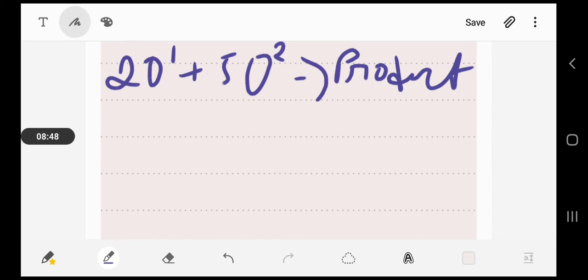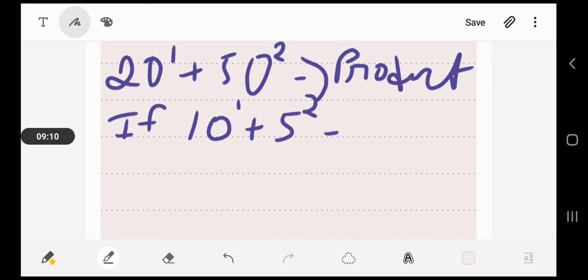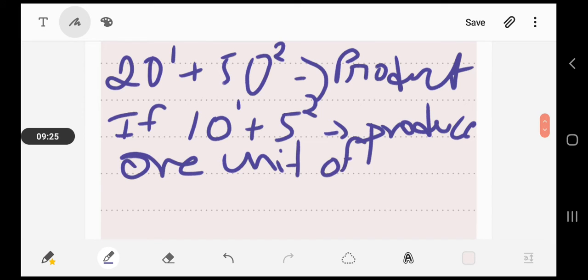If 10 units of input 1 plus 5 units of input 2 are required to produce 1 unit of output, this is known as the Leontief production function.